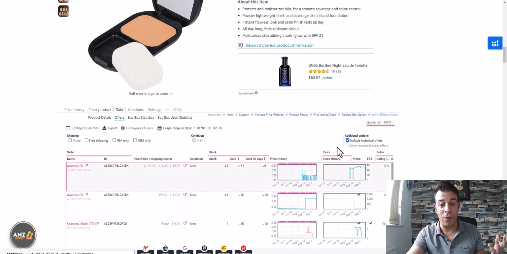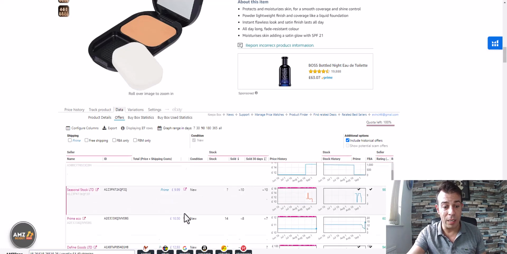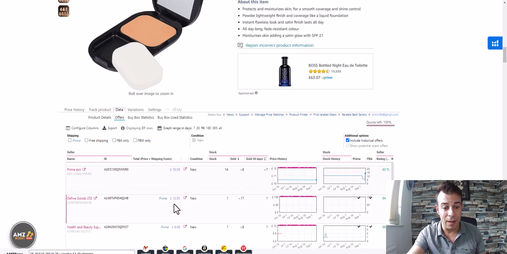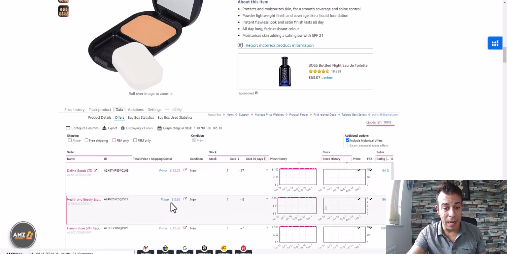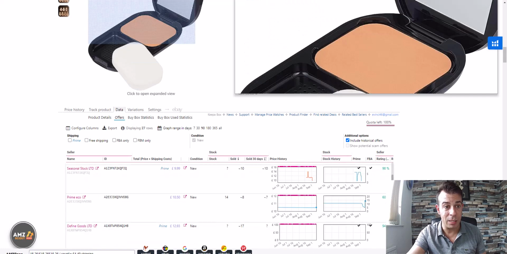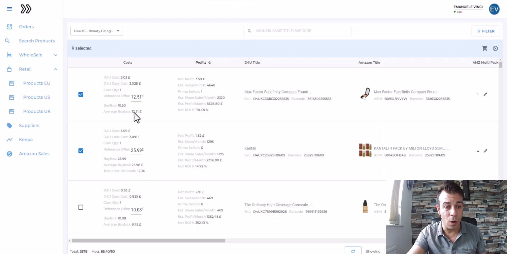If I look at the historical offers, you can see that Amazon has been selling at 15.26, 9.99. We can see 12.93, so 12.66. So we go back to what we were saying in here, right? 12.66, it would make us even more than 3.59. So that's when you can really maximize your sales.